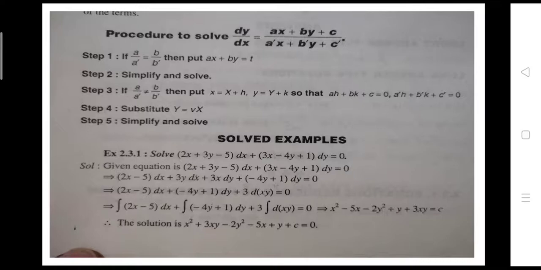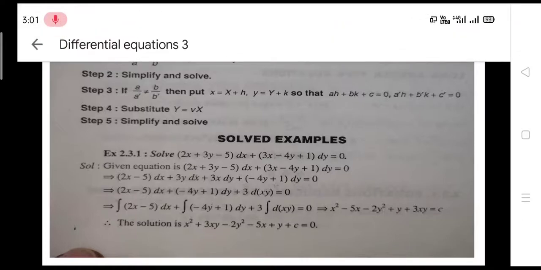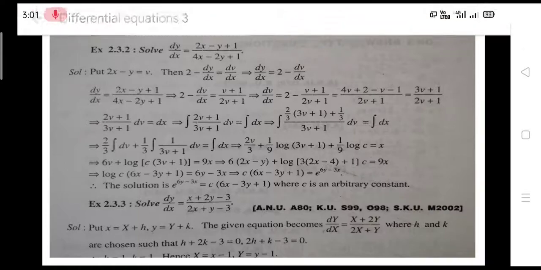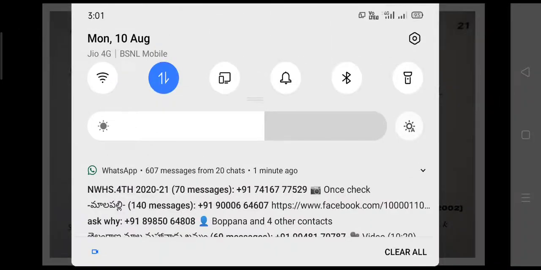And continue to the next problem. Solve dy by dx is equal to (2x - y + 1) by (4x - 2y + 1). Here the given differential equation is not in homogeneous form because constant terms are there. The degrees of numerator and denominator are not both the same. Therefore the given differential equation is a non-homogeneous differential equation.